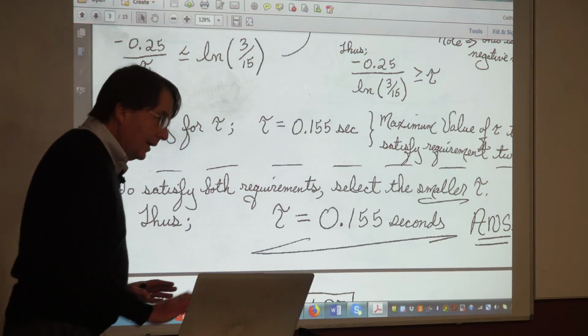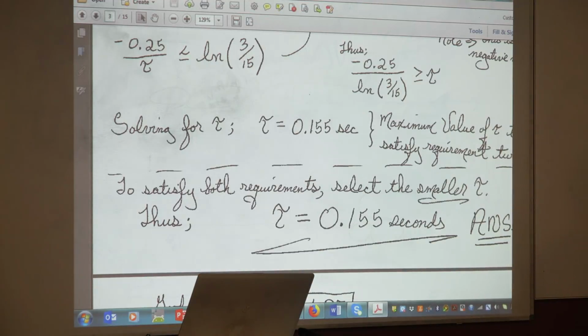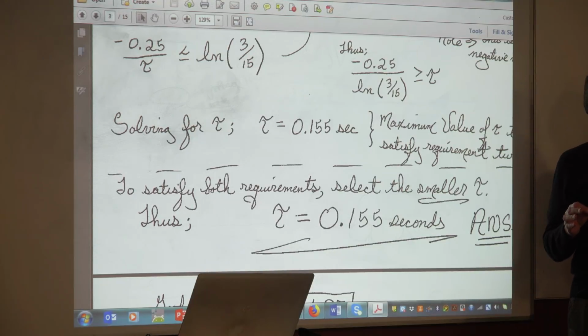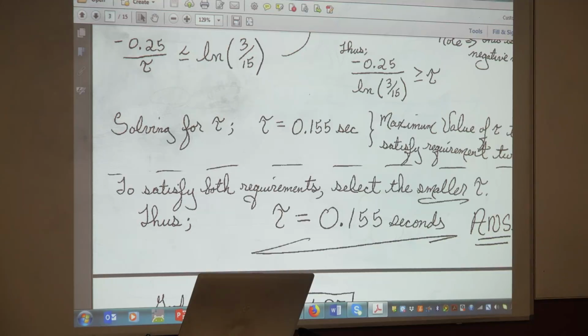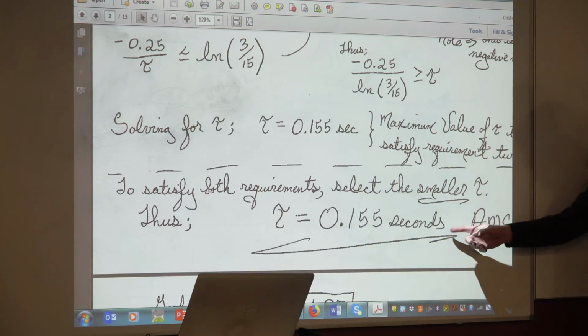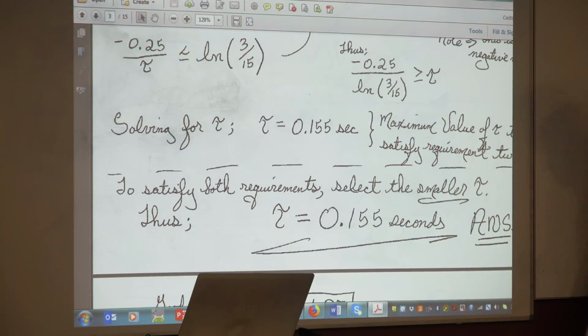Now, does this statement make sense? To me, this is the most important part of the problem. You have now solved the problem twice. You got two values of tau. And we need to satisfy both requirements. I picked the smaller of the two taus. How long does it take to reach the final value? Approximately 5 tau. So the smaller tau, the quicker I respond. So if I pick the larger tau, that would not satisfy the other requirement. So I need to be aware that I have to pick the smaller tau to satisfy both. So in this case, I picked tau, the smaller one, which was the second one we solved for, 0.155 seconds.